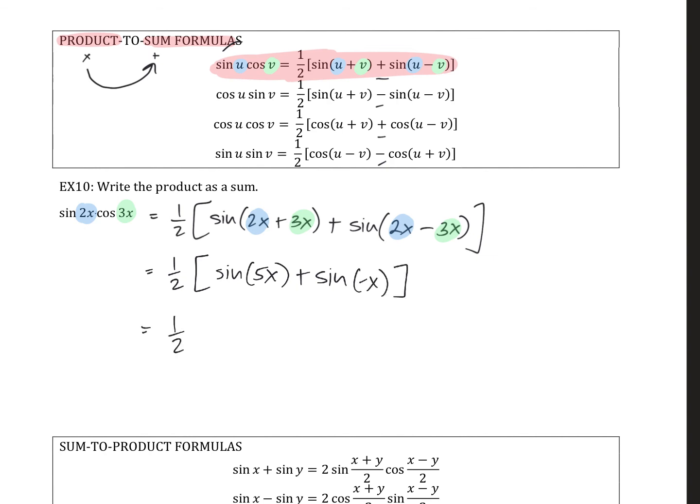Then we have half of, so sine of 5x. Oh, and see that negative inside the sine of x. So the question is, is sine an even or an odd function? Well, sine is odd, which means that negative gets pulled out. So we have minus sine of x. And then lastly, we can go ahead and distribute that half to all of them, and we get half sine of 5x minus half sine of x.